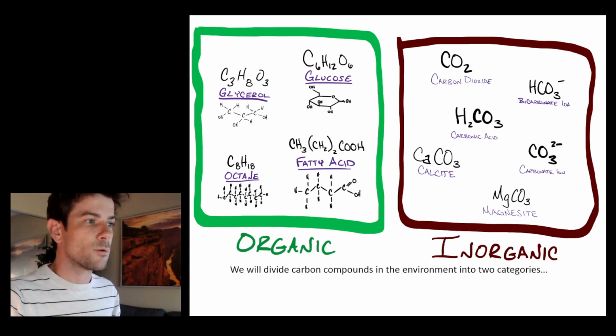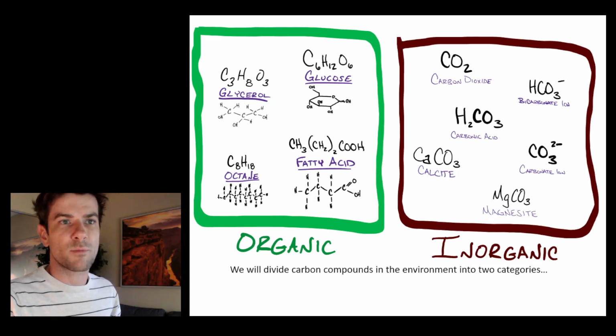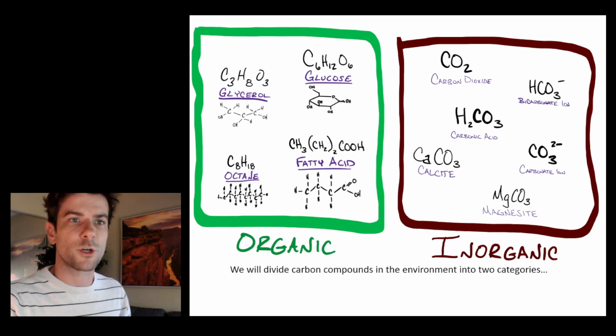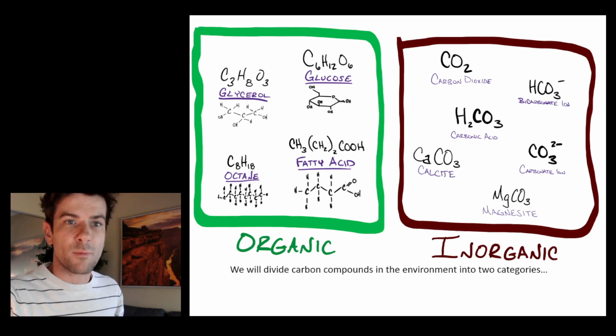So last time we said that carbon in the environment is divided up into two different categories: organic carbon and inorganic carbon. Organic carbon is generally speaking made by biology, by living organisms, and it's the carbon that makes up tissue. The tissue of all living things is made up of things like glycerol, glucose, and fatty acids, other organic molecules. Mostly, these are made up of long carbon-bonded chains or rings.